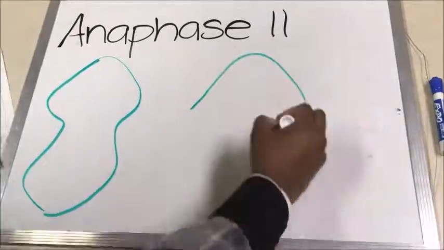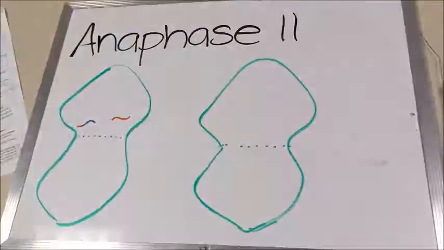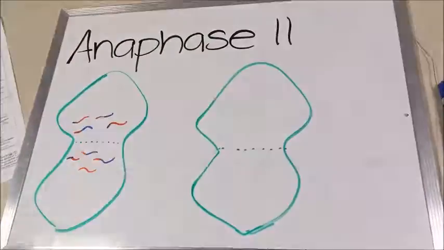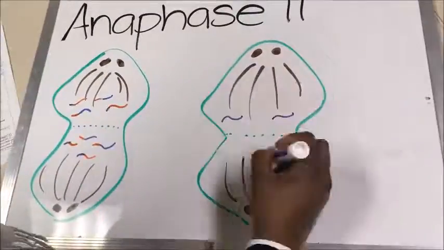We are now ready to begin anaphase 2. During anaphase 2, the recombined sister chromatids will move towards the pole of the cell that they are migrating to. As they are moving, the microtubules will start to disassemble.